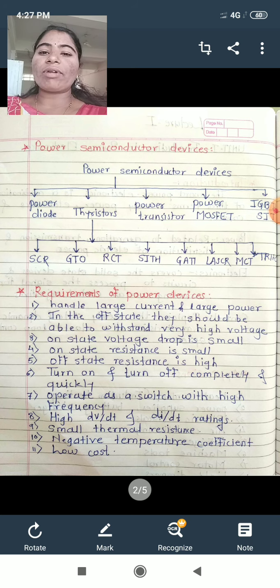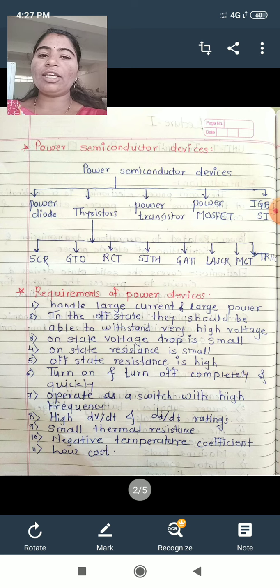Next point in power electronics is: which are the power semiconductor devices? See the classification of these. These power semiconductor devices are classified mainly into five categories. First is power diode, second is thyristor, third is power transistor, fourth is power MOSFET, and last is IGBT, or we can say SIT.